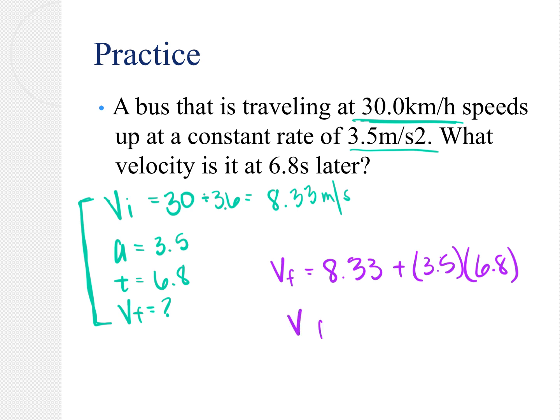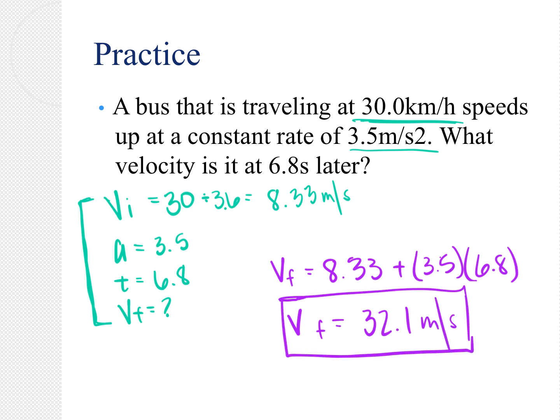And we get a velocity final. I had somewhere around 32. Good. 32.13 meters per second. Does that seem to fit? Right? It at least is greater than our initial velocity. We had a positive acceleration. We know it's speeding up. That at least fits within the realm.